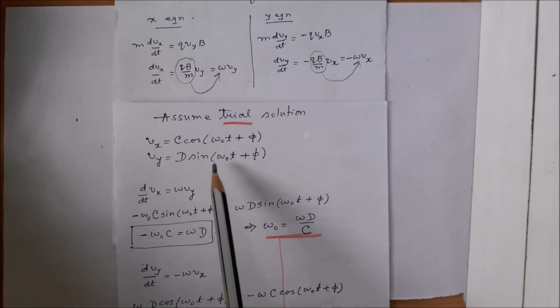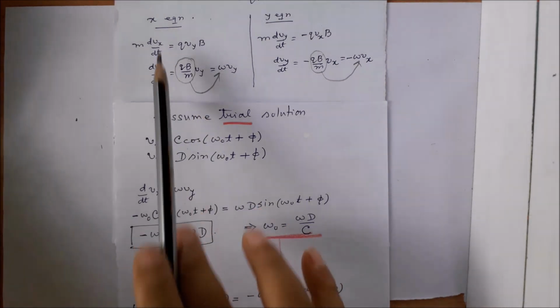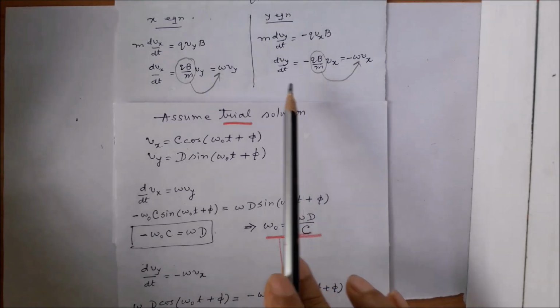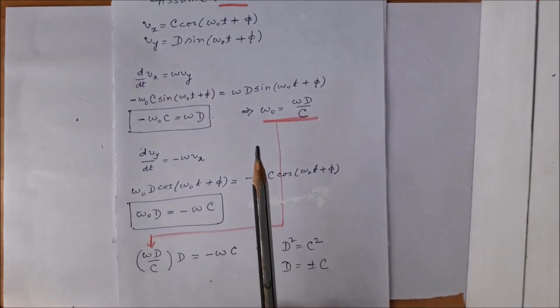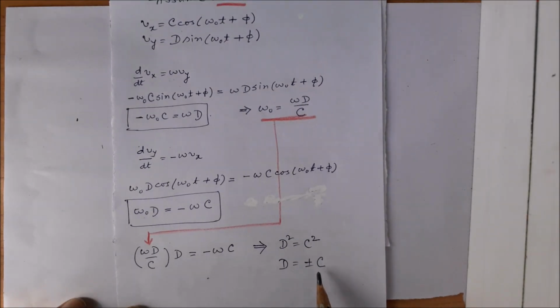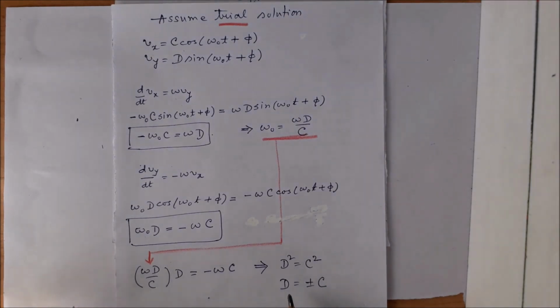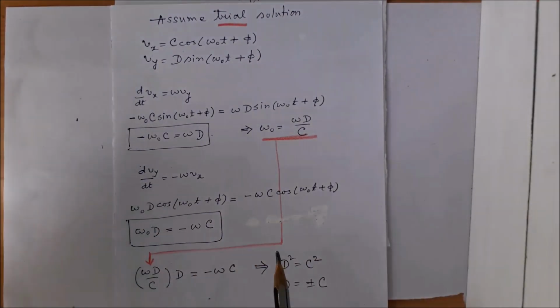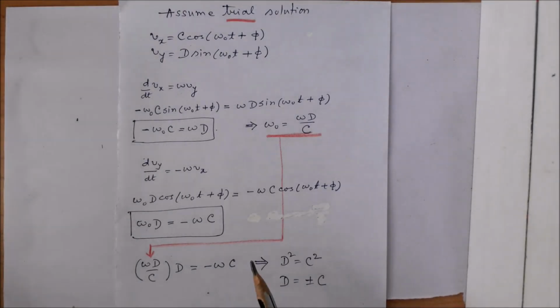Now we can put this trial solution in the x equation and y equation, and then what we get is d equal to plus minus c. So this is how the constants are related. We thus have two choices or options. One is d equal to c and the other is d equal to minus c. Again, the particle entering into the magnetic field can be negatively charged or can be positively charged.